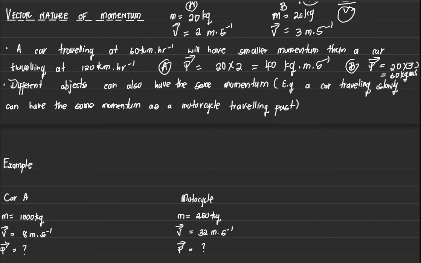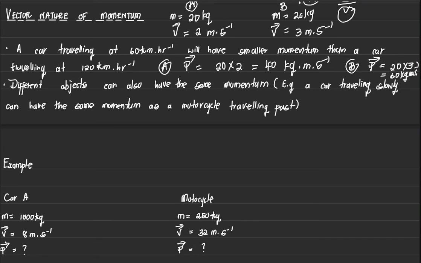So from this example, you can see that if you have two cars with the same mass but different velocities, they will have different momentums. So the one with a much higher velocity will have a magnitude of momentum that is much higher than the one with a velocity that is smaller.